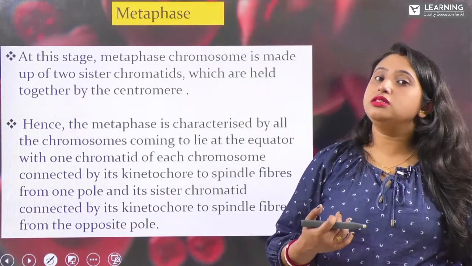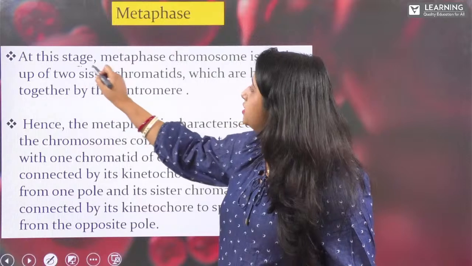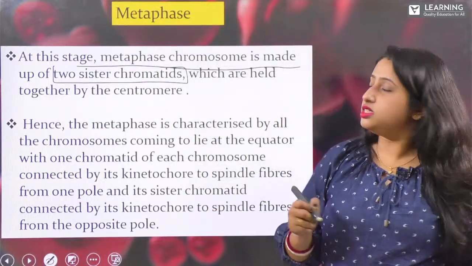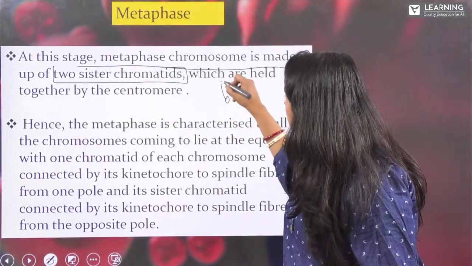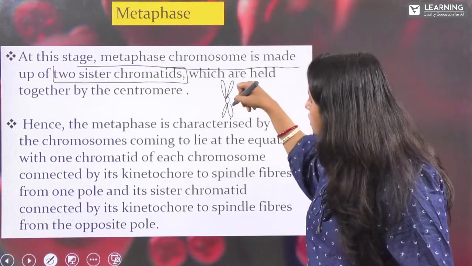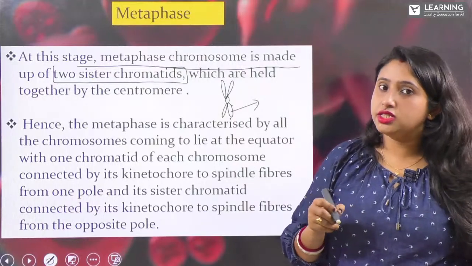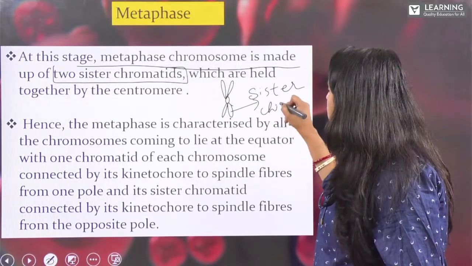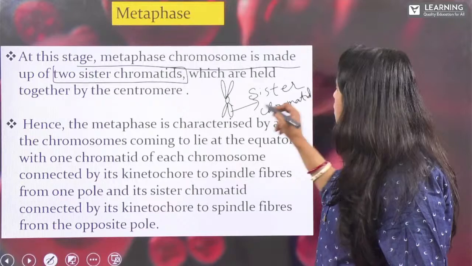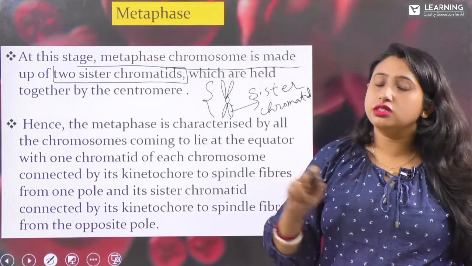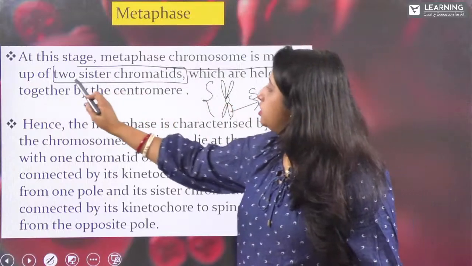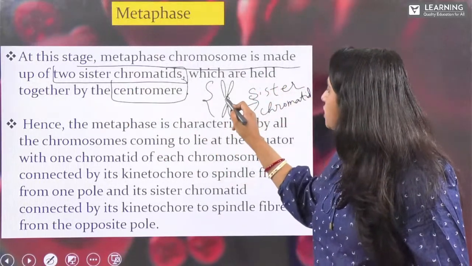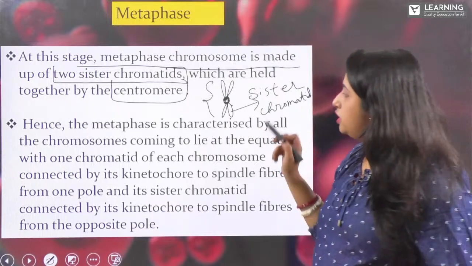Now what happens in the metaphase stage? Let us read. At this stage, the metaphase chromosome is made up of two sister chromatids. What do you mean by sister chromatids? If this is a chromosome, these are the chromatids, right? You can see there are two of them, so we call them sister chromatids in the metaphase stage, which are held together by the centromere.